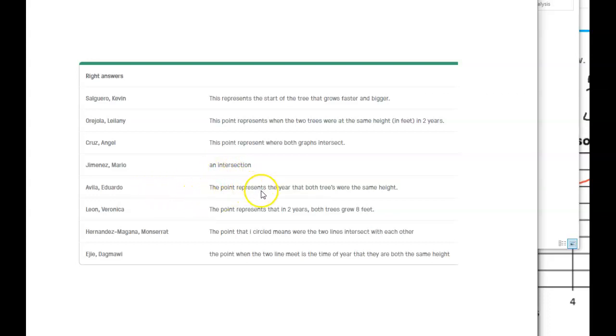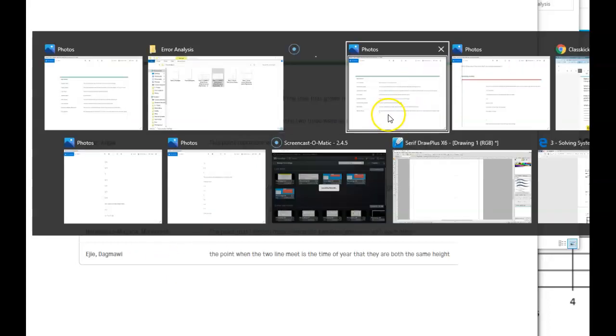Eduardo, the point represents the year that both trees were the same height. Nicely done. Miss Leon, the point represents that in 2 years both trees grew 8 feet. Another way to see it. Monse, the point that I circled means where the two lines intersect each other. Yes. Now, can I get some real world talk on that as well, about the trees? That would be perfect. And Maui, the point when the two lines meet is the time of year when they are both the same height. Cool.